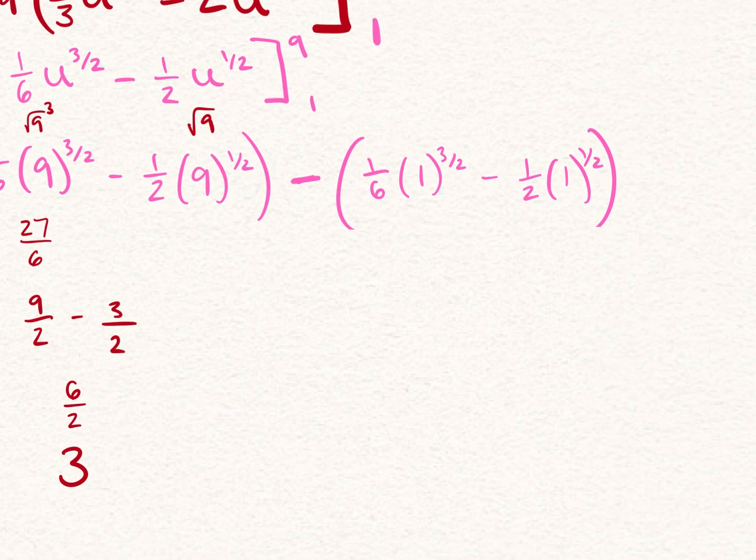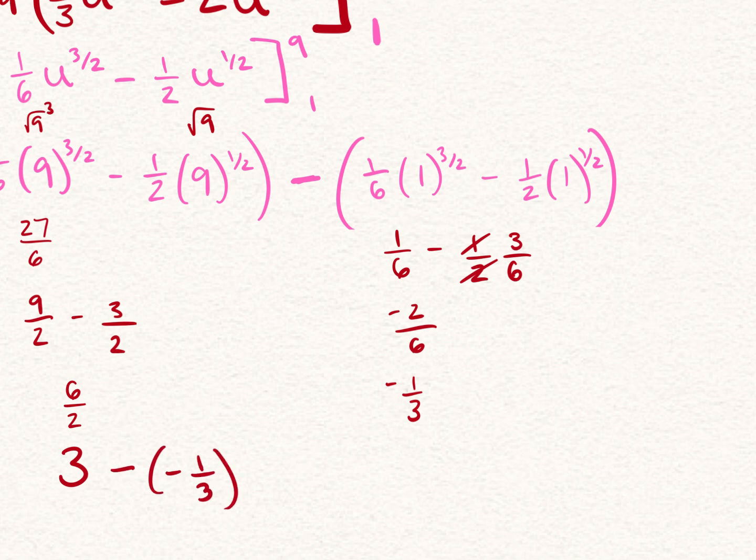Let's do the same thing here. 1 to the 3/2 power would just be 1, so this is 1/6 minus 1/2. I need a common denominator, so I can multiply the top and the bottom by 3 here, so we get 3 over 6. So 1 minus 3 would be negative 2 over 6, which would simplify to negative 1/3. So we have minus negative 1/3, which would turn into a plus.